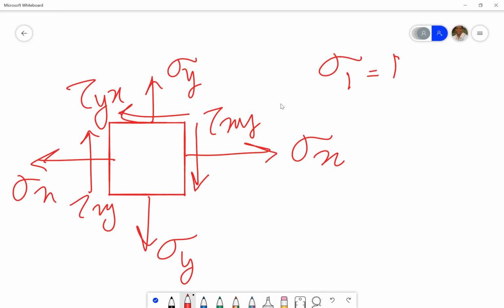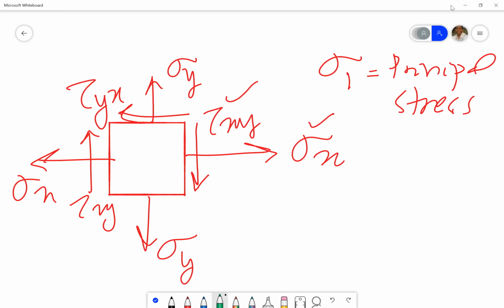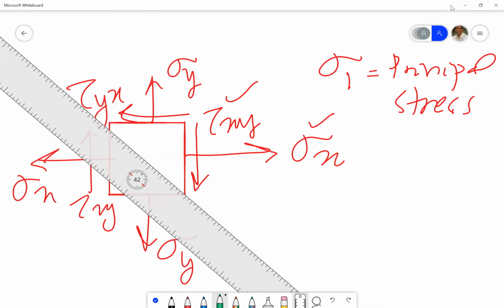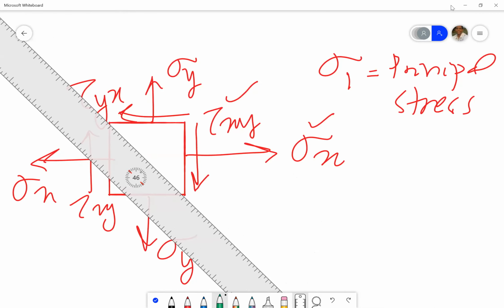So in which direction do we have the principal stress, that is sigma 1? Sigma 1 is our principal stress. In which direction will the principal stress act? This is our normal stress, this is our shear stress. Then in which direction does the principal stress act? Sir, opposite direction. No, that's not right. For that, we have to draw the diagonal. I'm just using the scale here and drawing it.